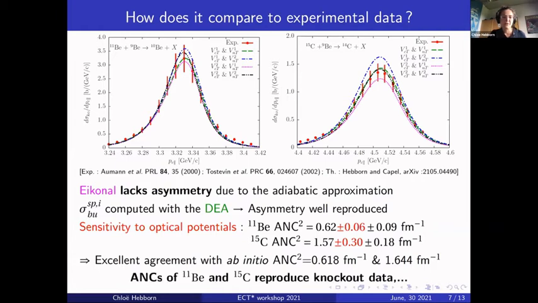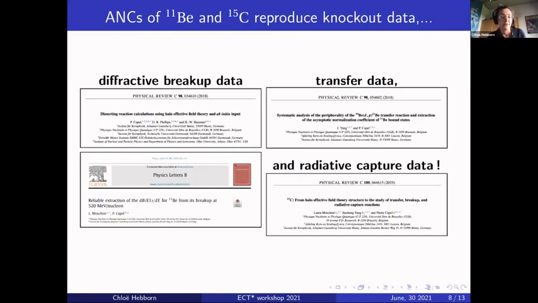And the even better news is that the same ANCs used in this analysis at the beginning, so the same ANC of beryllium 11 and carbon 15, do not only reproduce knockout data, but reproduce a wide variety of reaction data. So diffractive breakup data at non-relativistic and relativistic energies, transfer data, and radiative capture data. So that means that the halo EFT description at next-to-leading order of these nuclei is actually able to reproduce a lot of reaction data.